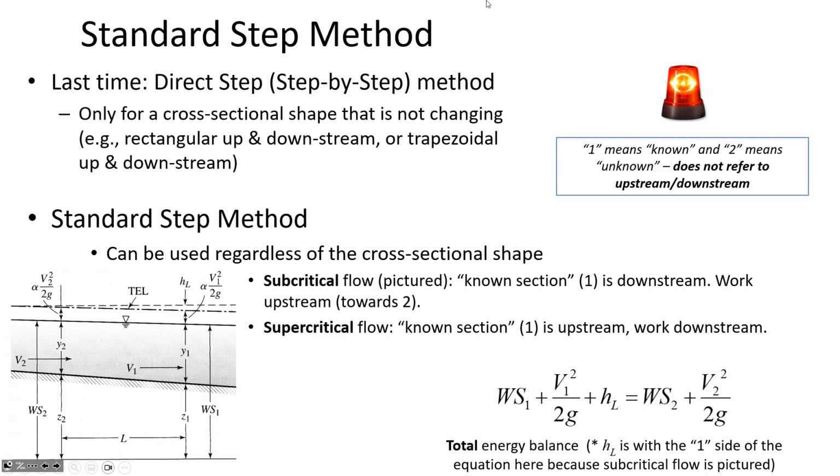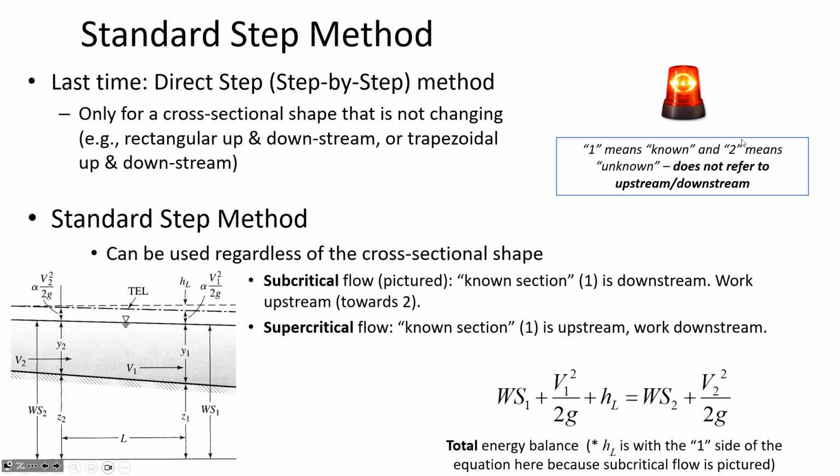So here I'm giving you an alert. This red alert here means that 1 and 2 are going to mean different things than they've meant until now. Until now, 1 always meant upstream and 2 always meant downstream. When we're working on the standard step method, 1 and 2 don't mean upstream and downstream. Now 1 is the location where you know something, like the depth, and 2 is the location where you're trying to find the depth. So it's the location with the unknown.